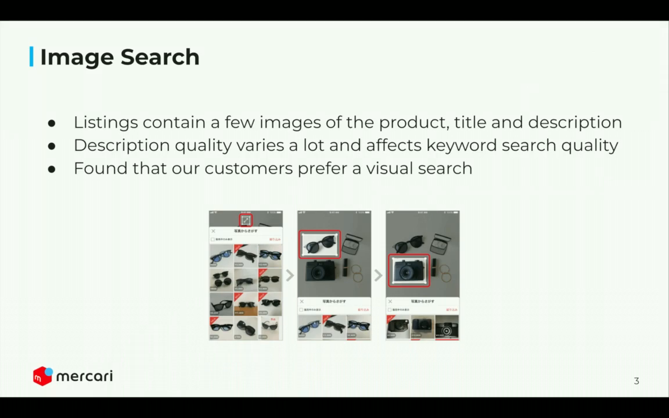We noticed that our listers are better at taking good pictures of items rather than writing a good description. And we also found that our buyers prefer a visual search while purchasing items. And so, image search was born. With image search, you take a picture of something you want to buy, and image search will show visually similar items listed in Mercari.